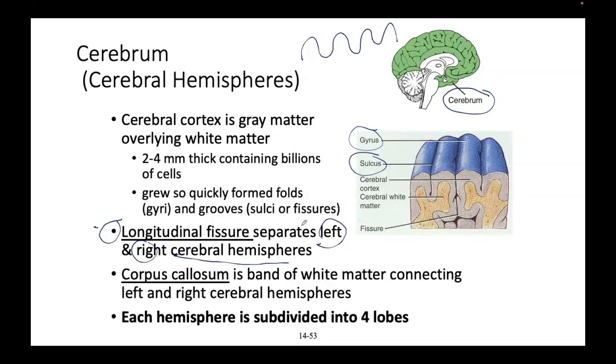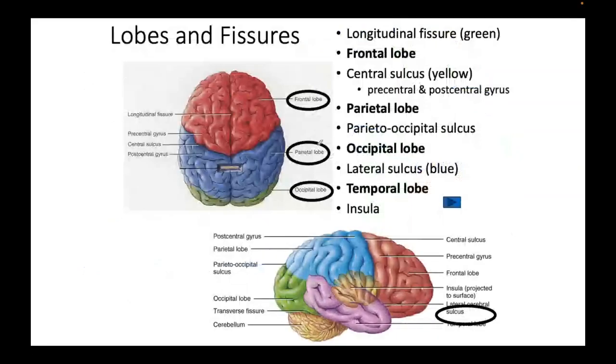So even though for the left and right hemispheres we have this separating landmark called the longitudinal fissure, both left and right brains are connected through white matter, these axons, called the corpus callosum. It's a band of white matter, a band of axons going left to right hemisphere. So when we look at a bird's eye view of the brain, this is the bird's eye view looking down, this is looking at it from the side, you can see that fluorescent green, that's the longitudinal fissure. That's going to separate the left from the right cerebral hemispheres.